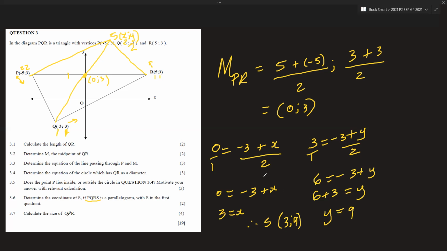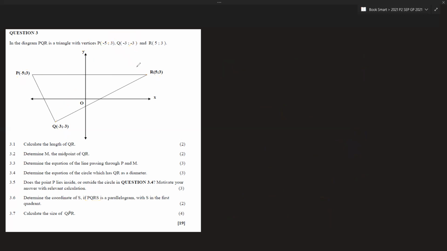Perfect. Now they want us to find angle QPR. Okay, angle QPR. Let's check how we're going to do this. So, ladies and gentlemen, whenever you are asked to solve for an angle, you are always going to use this formula. In analytical geometry, tan theta equals the gradient, right? Already when I hear the word angle, I know I have to use this formula.